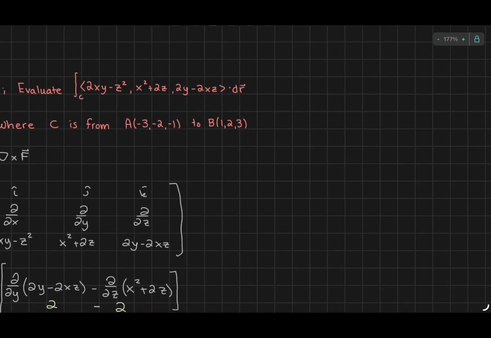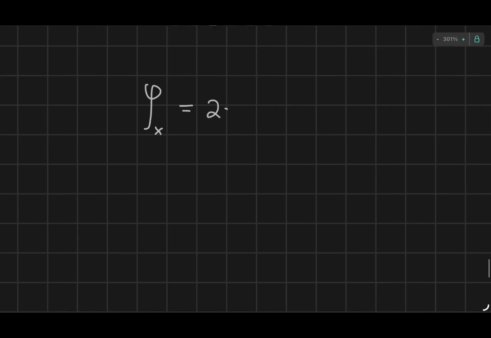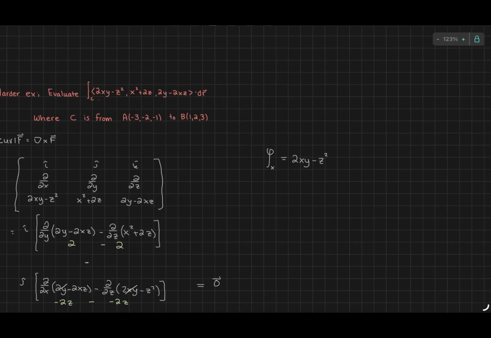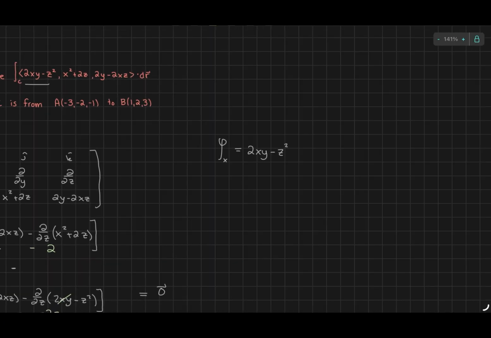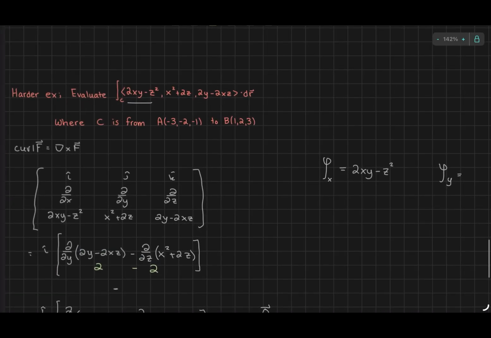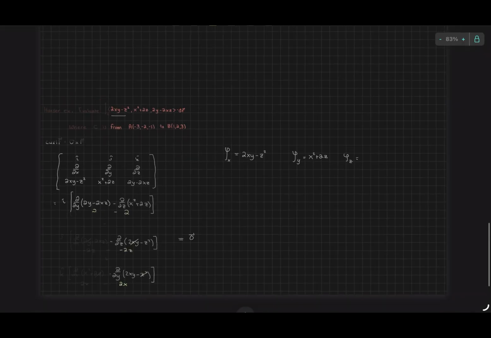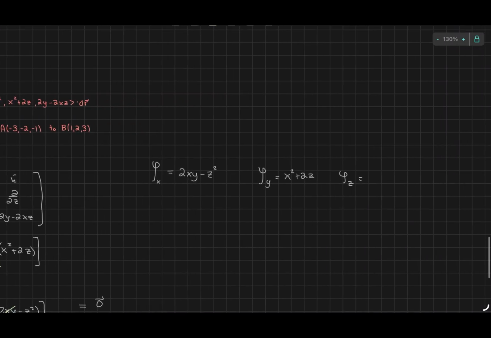Next step here is going to be setting all of our individual partial derivatives equal to their components. So phi sub x is going to equal 2xy minus z squared. That is that component right here. And then our phi sub y is going to equal the y component of our vector field, x squared plus 2z. And our phi sub z is going to equal 2y minus 2xz.